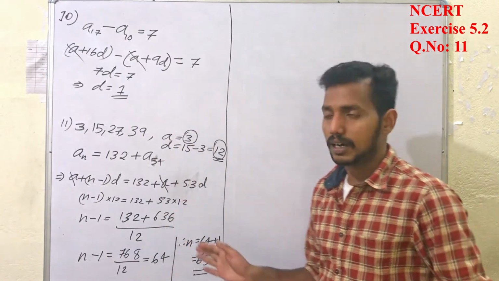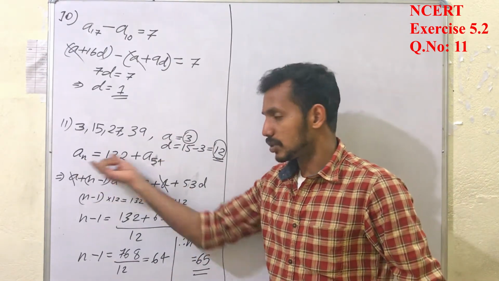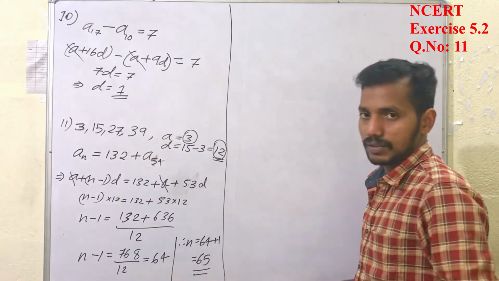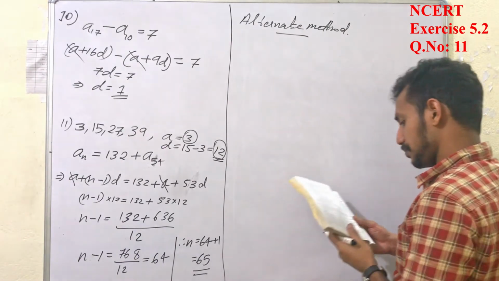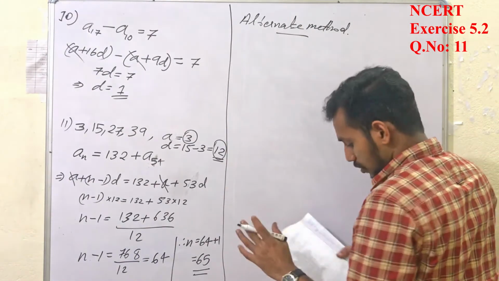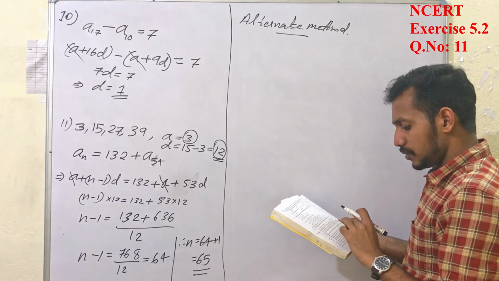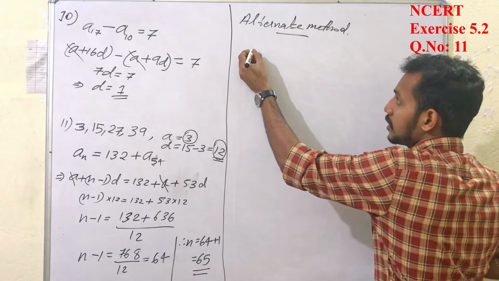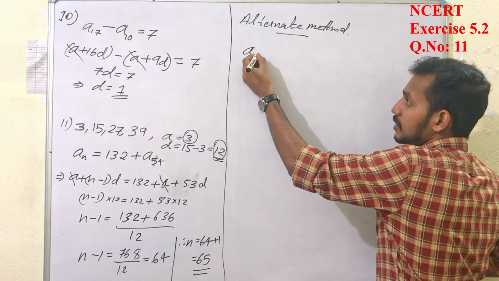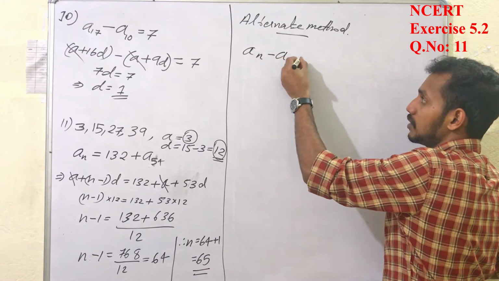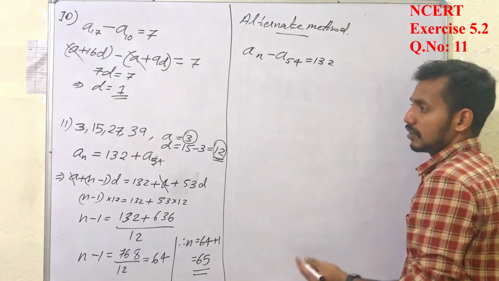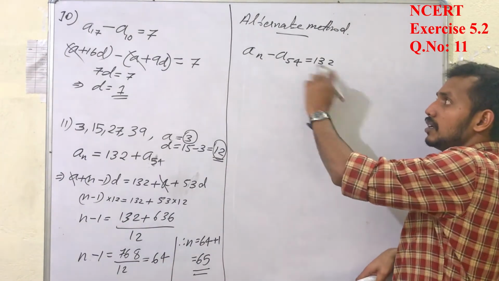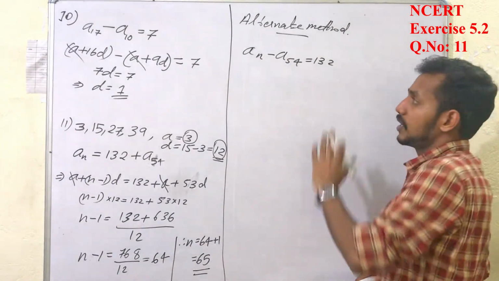What matters is that from the situation, you first make an equation which connects the variables so that you can easily solve it. The second method is this. In the question it is: which term of the AP will be 132 more than its 54th term. So we can write an minus a54 is equal to 132. The difference between these two terms is 132. In that way we are going to take it.